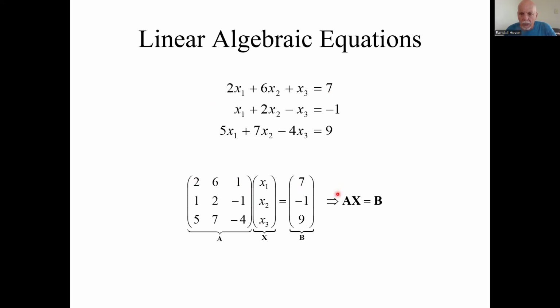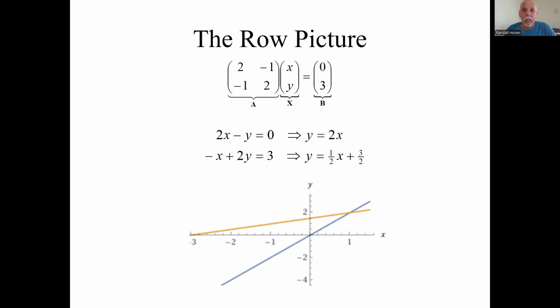And the format is Ax equals b. This is the central equation to this whole course. And we're going to explore that a little bit. First, we'll look at a couple of geometric interpretations or views. In this case, take a 2 by 2 case, for example. The row picture says, look at the rows.